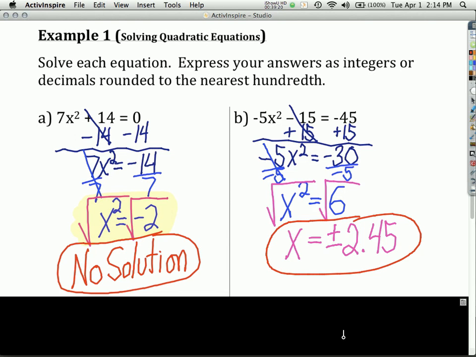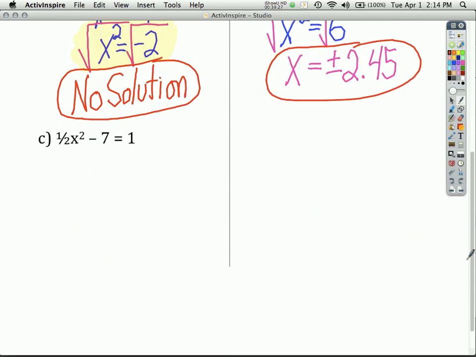Any comments or questions on part B? Okay. Part C.